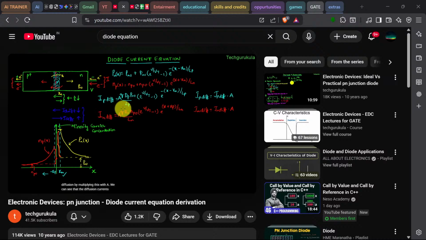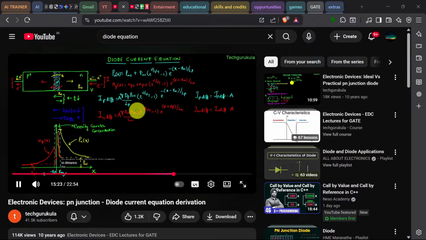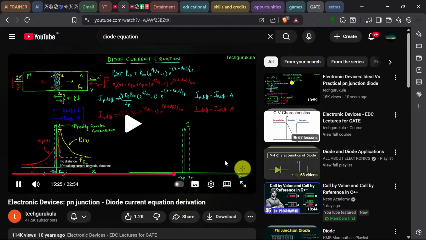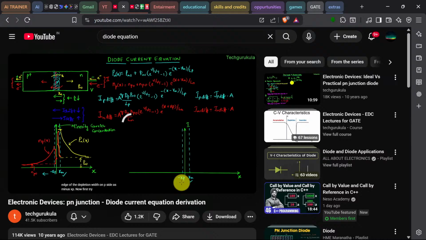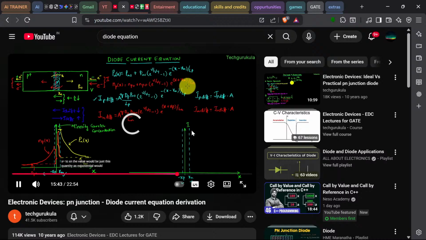We can see that the diffusion currents are actually changing with respect to x. So let us plot these functions with respect to distance. I'm taking current on y-axis, distance on x-axis, representing the edge of the depletion region on n side with xn, and edge of the depletion width on p side as minus xp. Now first, Ip diffusion at x equals xn, the value would be just this quantity, as the exponential would be 1. So let's say the value is somewhere here.